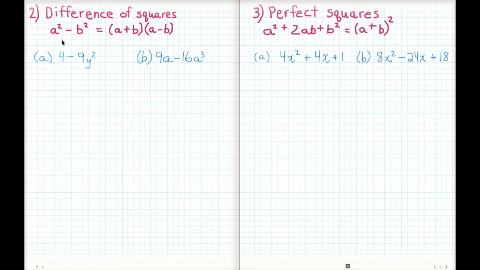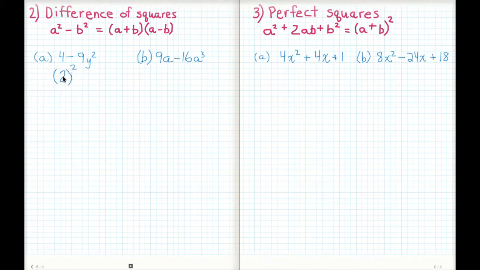Let's start over here. So A and B are just placeholders. When you use this pattern, you don't necessarily have to have an A and B in the question. But we want to find something squared, and then on the other side, something else squared with a minus sign in between. If we find that, then we have a difference of squares pattern. So let's look at these two expressions. Can I write 4 as something squared? Indeed, 4 is 2 squared.